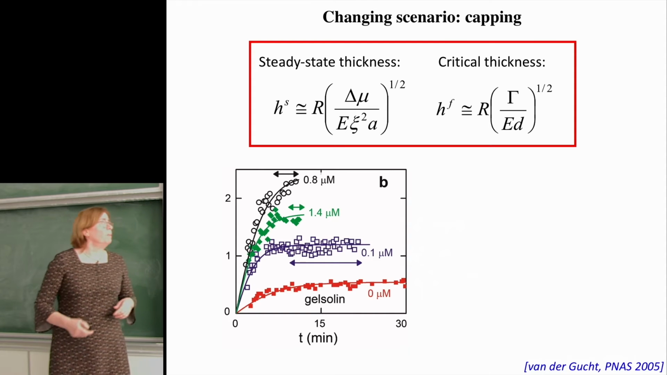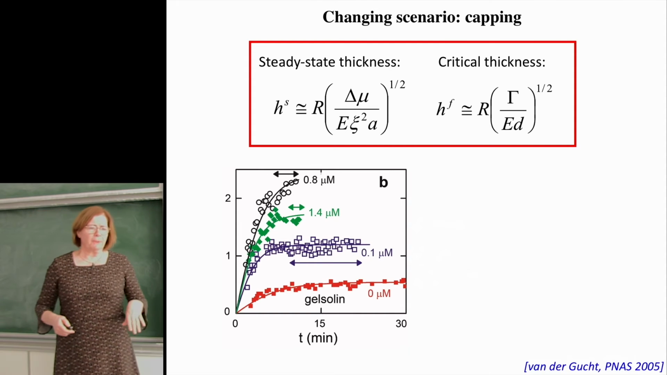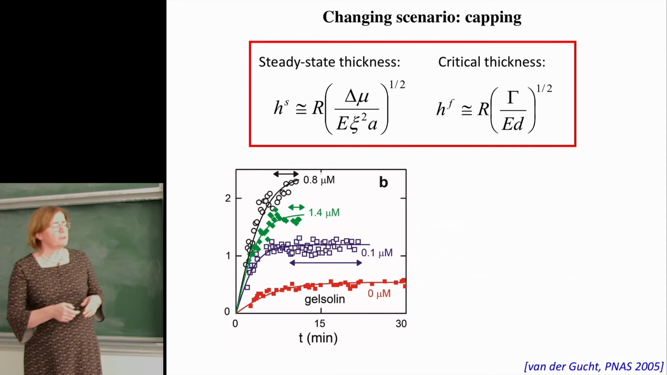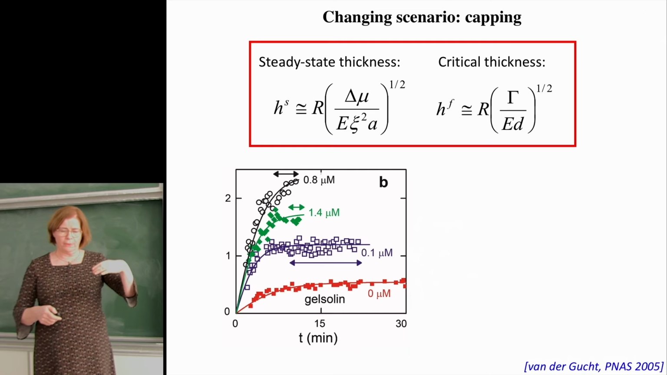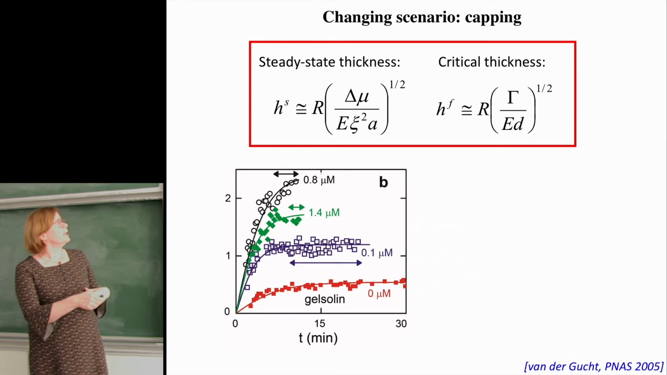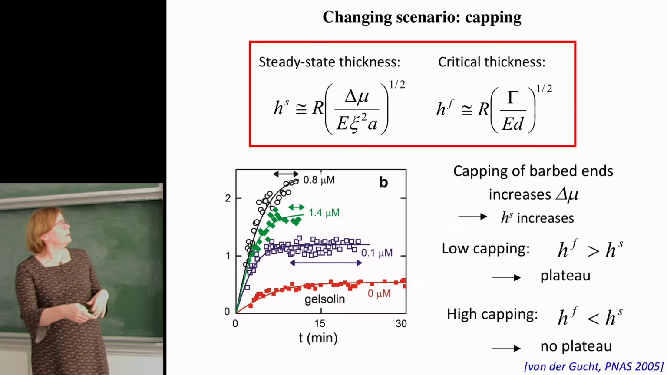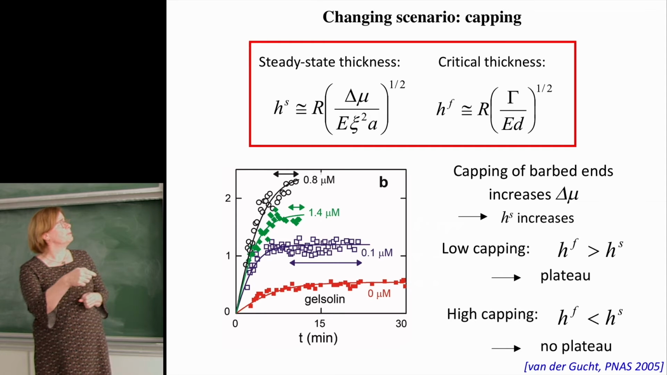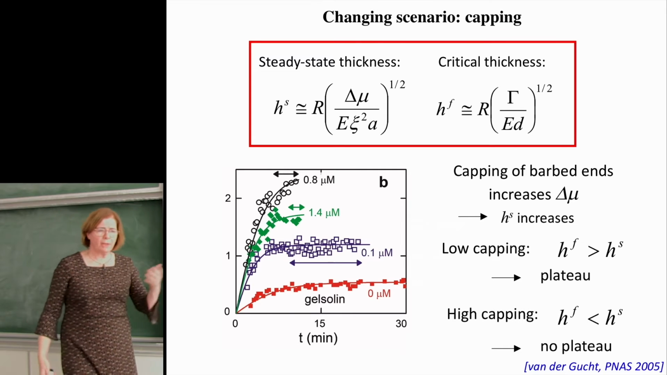So this is an example of this famous capping protein I was talking about before. If we stop the filaments from growing once they have branched, then the effect of the capping of barbed ends increases this delta mu. So by increasing this delta mu, I can go from a plateau regime to a case 1 regime.